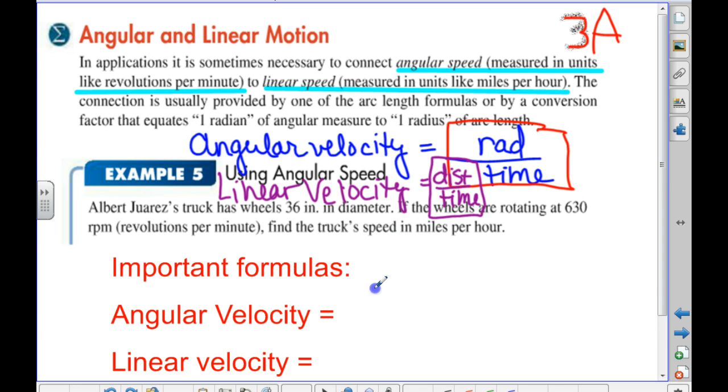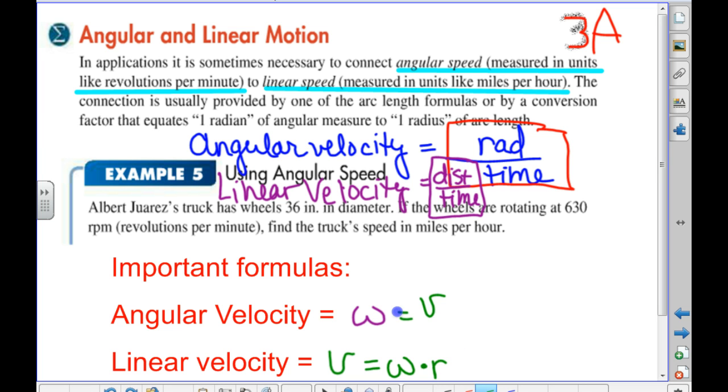But the relationship between these is that linear velocity, we use this Greek letter. No, we don't. That's the wrong one. I just put it in the wrong place. Angular velocity is that Greek letter. Linear velocity is this one. It's a funny looking V. And the relationship between those is that the linear velocity is equal to the angular velocity times the radius out to that point.